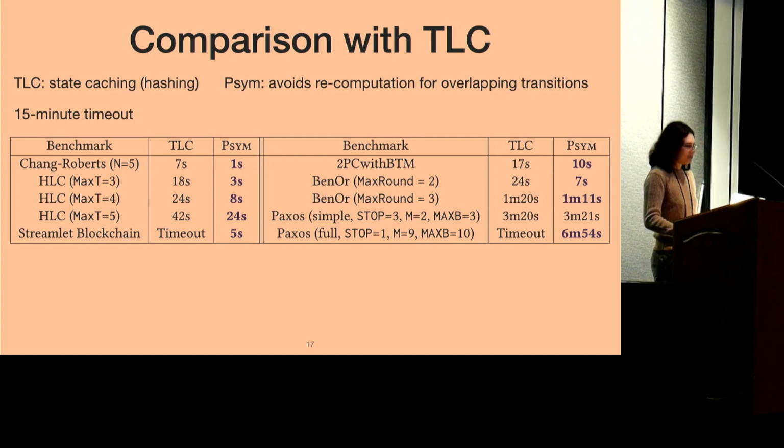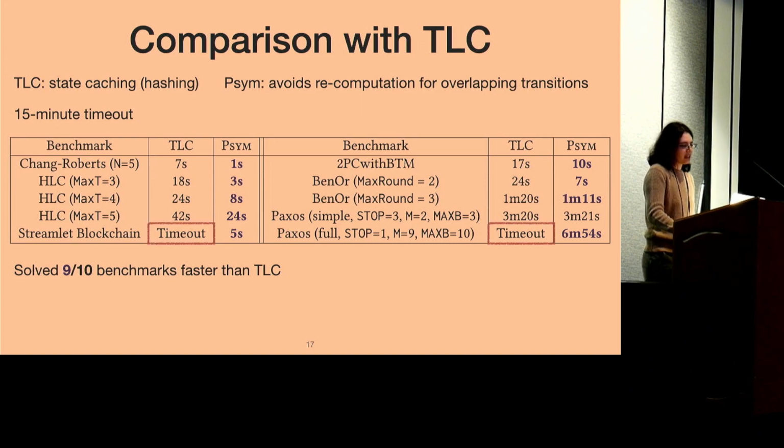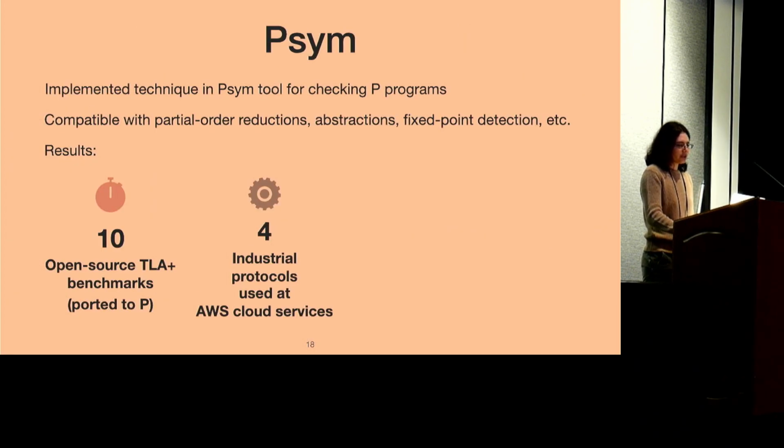As you can maybe see in the blue, Psym solved 9 out of 10 of these benchmarks faster than TLC. And for 2 of these 9 benchmarks, TLC actually timed out. For the remaining 1 benchmark, the tools had similar performance. And just looking at the benchmarks for which TLC didn't time out, Psym had an average of a 2.5 times speed up over TLC.